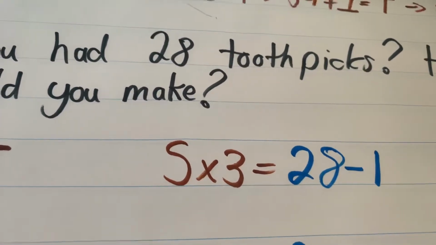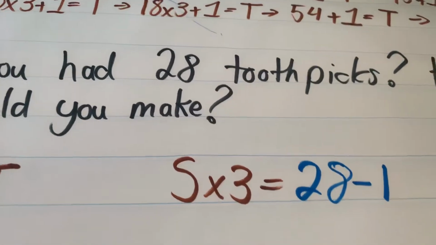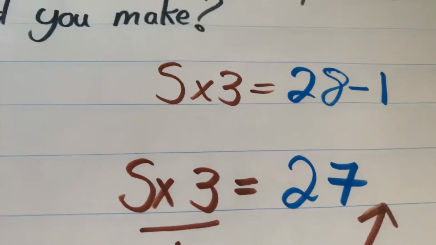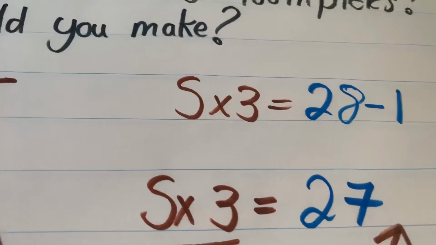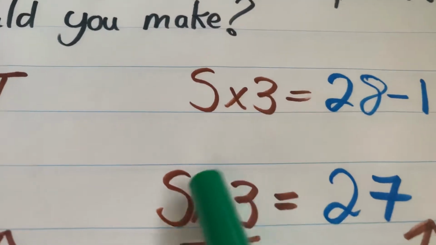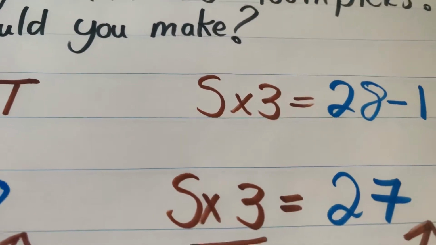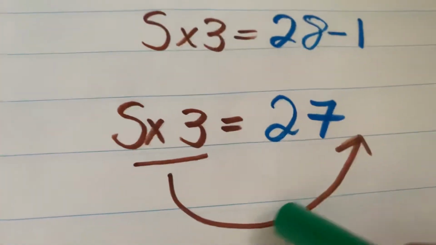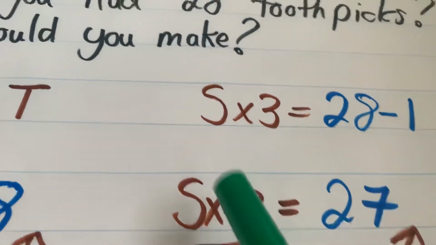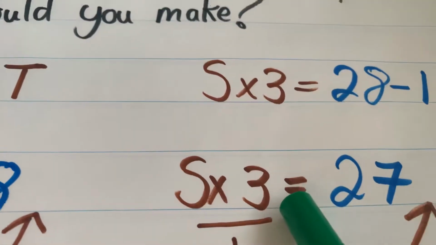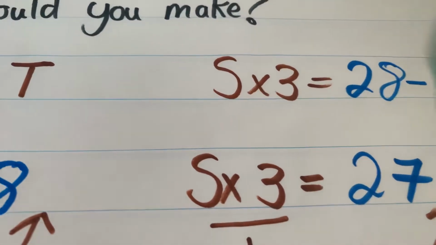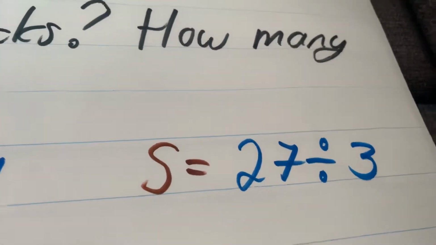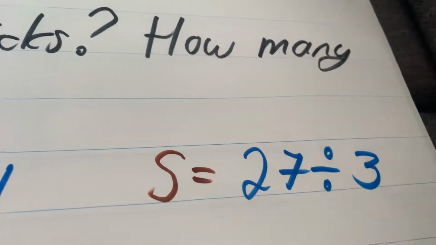I still don't know what S is. My 3, I'm not ready to use yet, but I can do 28 minus 1. That leaves me with S times 3 equals 27. Now I can move the number that's right beside the variable. In this case, it's the times 3. So I take my times 3 and I move it to the other side where the 27 is. And because I'm crossing the equal sign, I have to change operations. So what was once times 3 on the other side becomes divided by 3. So S equals 27 divided by 3.